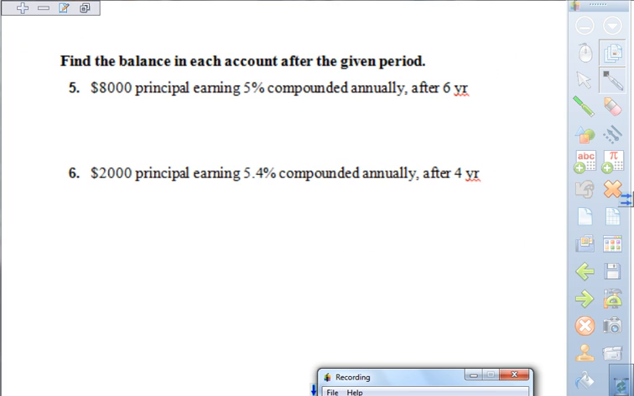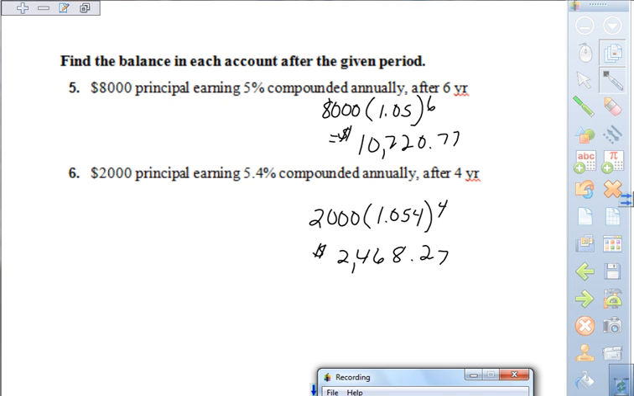Try these two problems. Please pause the video while the students work. Here are the solutions. $10,720.77, $2,468.27. Try the next two problems.